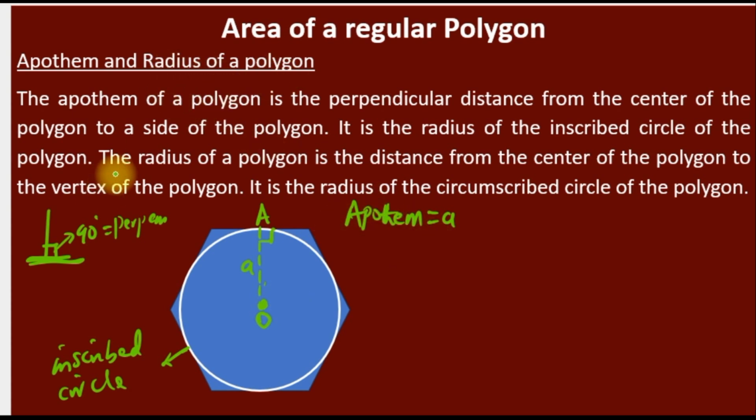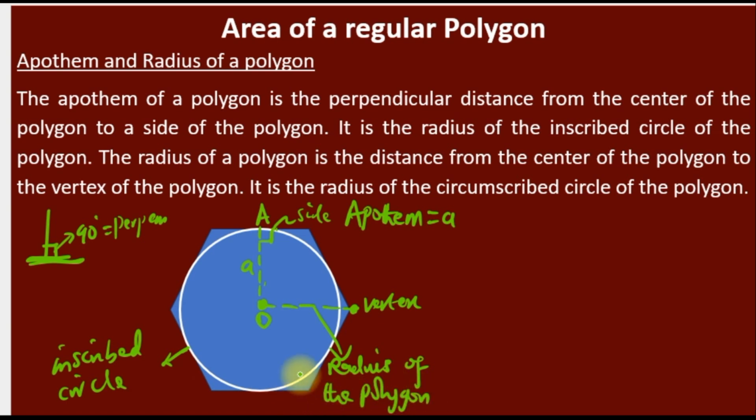We now move to the radius of a polygon. The radius of a polygon is the distance from the center to the vertex. If you see the vertex, this is the vertex, while this one is a side. So look at the difference: the distance from the center to the vertex is the radius of the polygon, while a is the apothem. That's the difference between the apothem and the radius of the polygon.